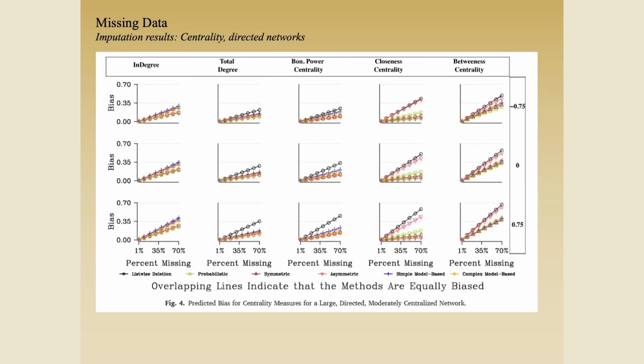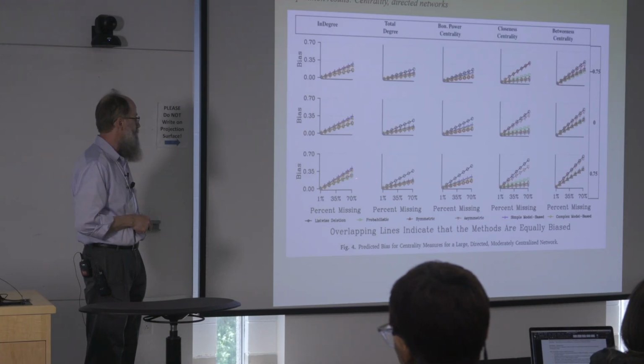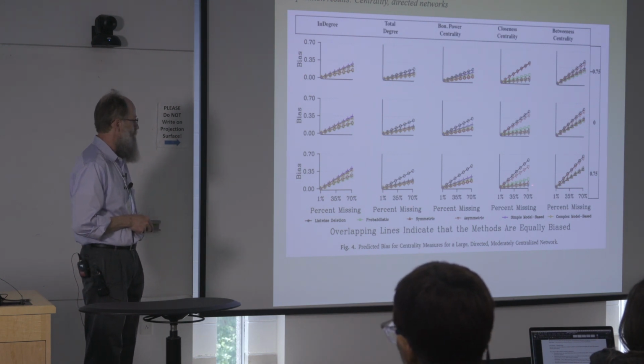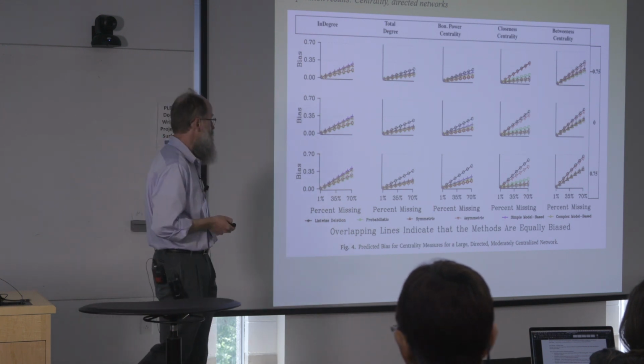That's also true in the directed networks, and the directed networks do a little bit better. You find a little bit more power from using either the model-based approach, which is this orange one, or sometimes just the simple probabilistic one. The very simple symmetric and asymmetric models don't work quite as well for some of those.